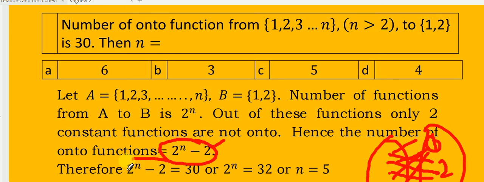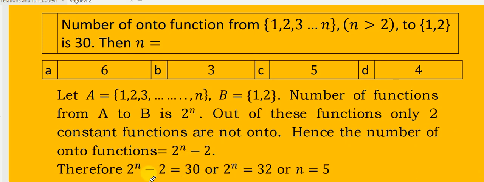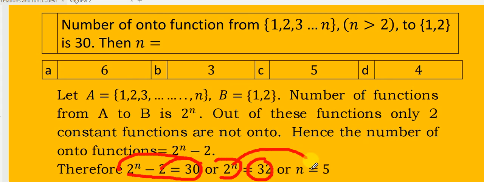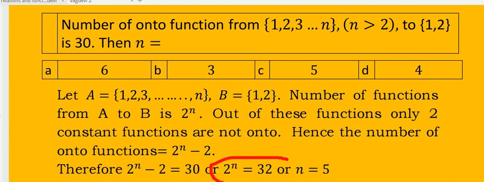Here it is given that there are 30 onto functions. So 2 to the power of n minus 2 is equal to 30, or I can say 2 to the power of n is equal to 30 plus 2, which is 32. For n equal to 5, I have 2 to the power of n equal to 32. So therefore the answer is 5. That is, option C is the right answer for this question.